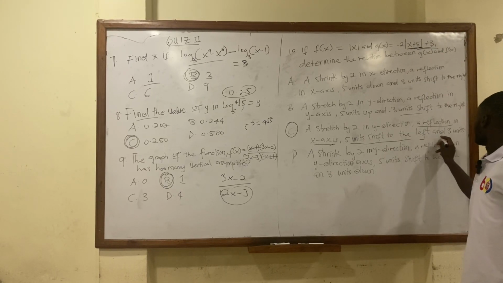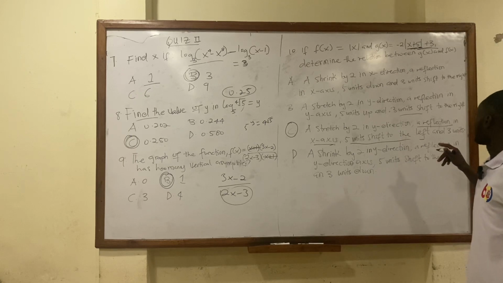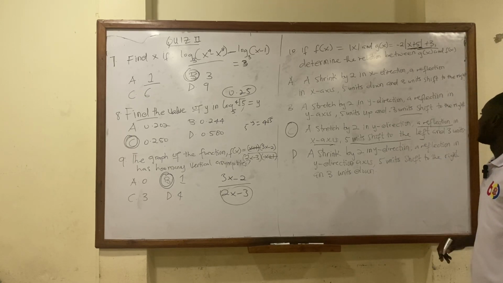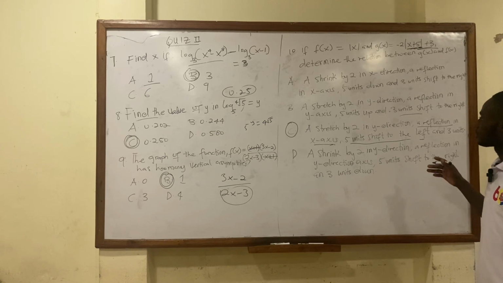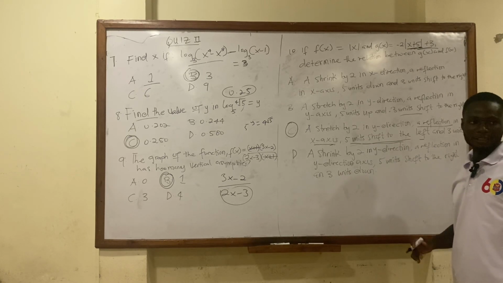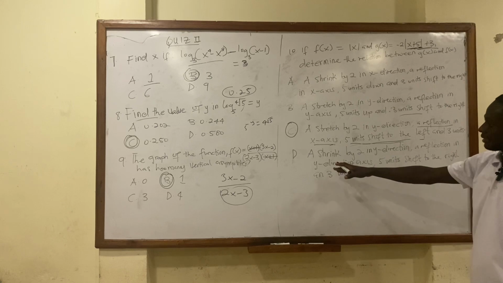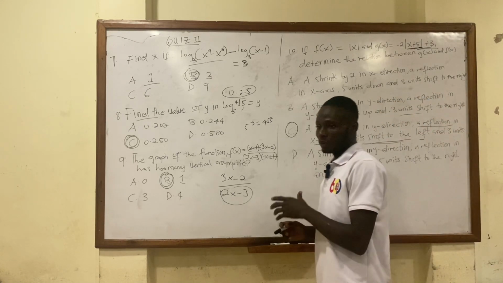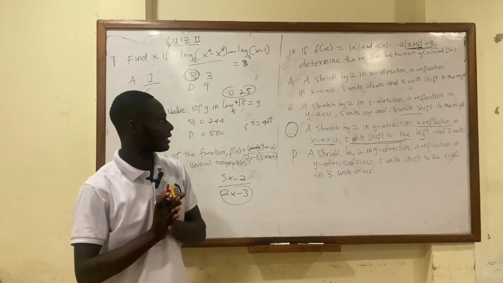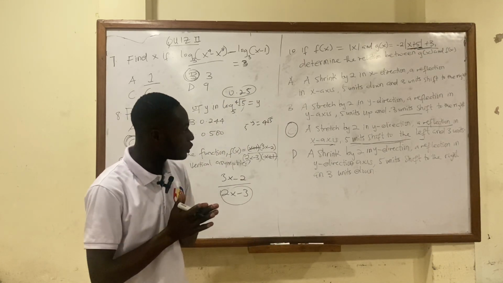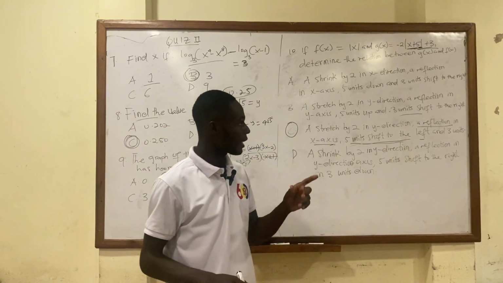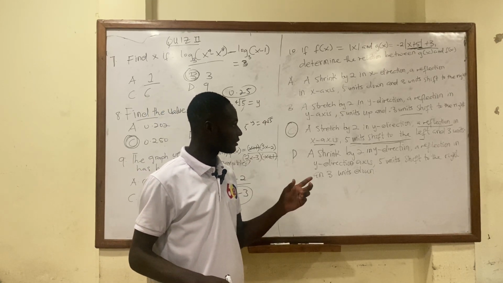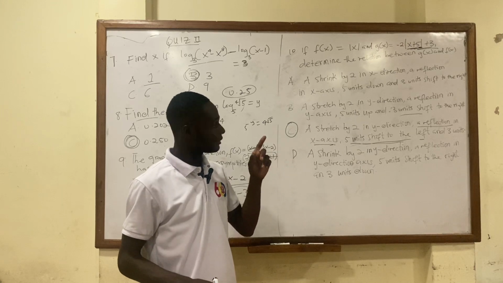And then 3 units to the left as well. So option C is the right option for us to take. Option D, we don't talk about D because we've already seen that option C in question 10 is the right answer. So a stretch by 2 in the y direction, and a reflection in x axis, 5 units shift to the left and then 3 units.